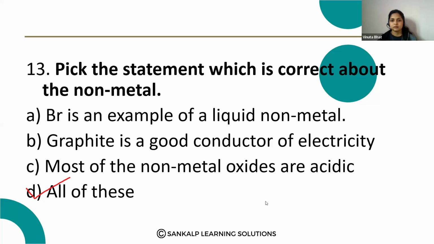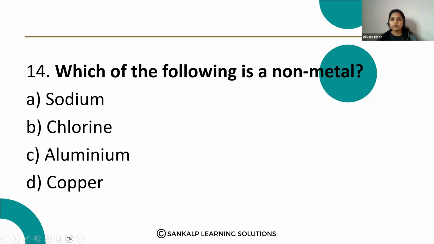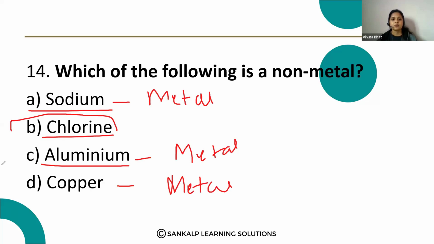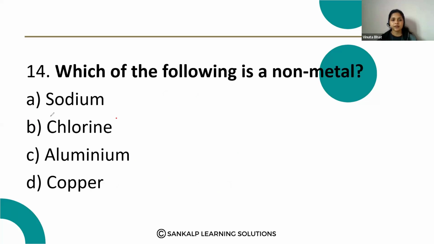Next question. Which of the following is a non-metal? Option A, sodium, is a metal. Option B, chlorine, is not a metal. Aluminium is also a metal, and copper is also a metal. So option B, chlorine, is the non-metal.